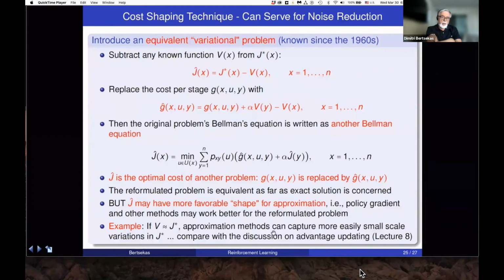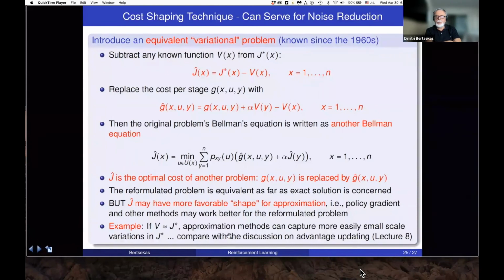Now, you may remember this or you may not remember this because it was several lectures back. In lecture 8, we talked about advantage updating. And advantage updating is Q learning, but with Q factor differences, which are called advantages, as opposed to Q factors. And by doing this change to advantage updating, I gave an example there and I discussed how approximation methods can deal a lot with small scale variations in J star or the Q factors and so on.